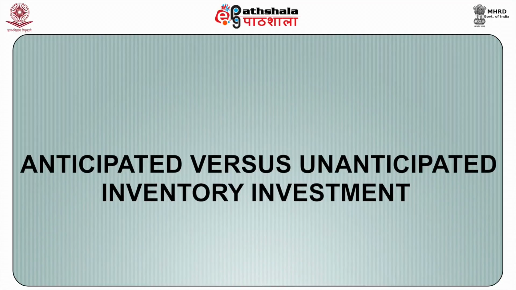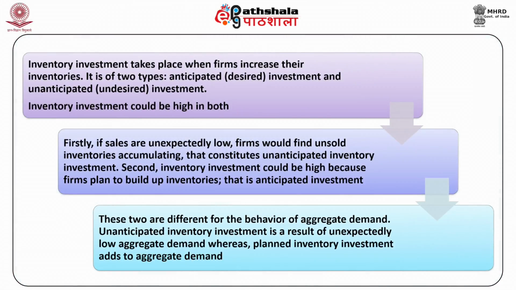Let us now understand the anticipated versus unanticipated inventory investment. Inventory investment takes place when firms increase their inventories. It is of two types: anticipated, that is desired investment, and unanticipated, that is undesired investment. Inventory investment could be high in both. Firstly, if sales are unexpectedly low, firms would find unsold inventories accumulating. That constitutes the unanticipated inventory investment.